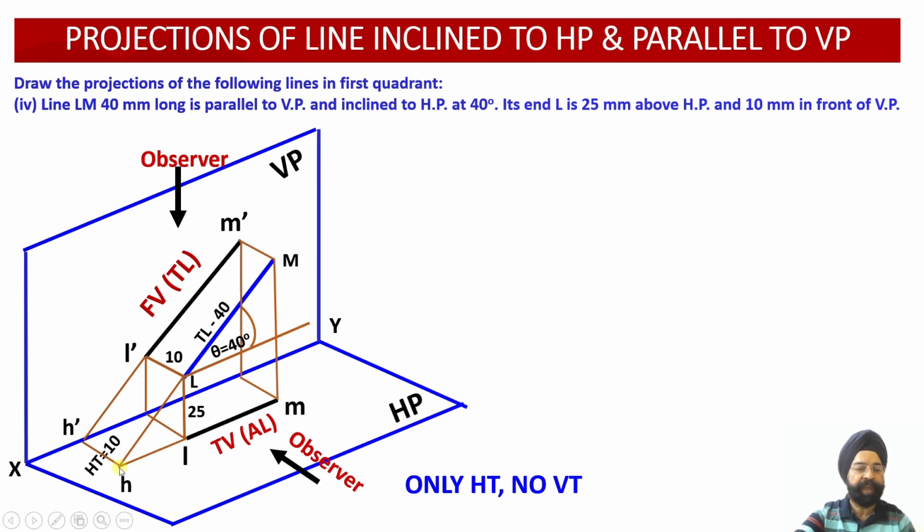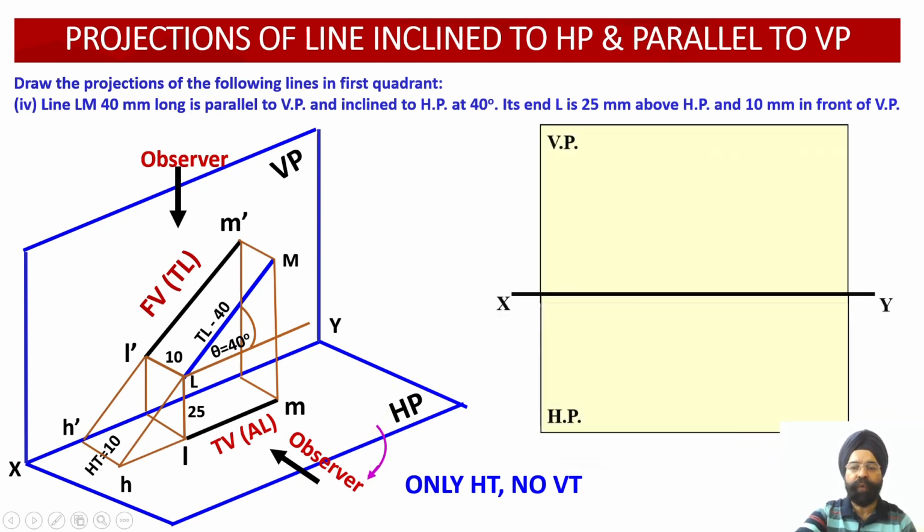So this will give me my horizontal trace. Now you can see that the front view I have obtained on the vertical plane over here, and the top view I have obtained on the horizontal plane over here. But both of these projections have been obtained in mutually perpendicular planes. So I have to carry out the rotation of HP clockwise in the downward direction in order to obtain both of these projections on the 2D scale.